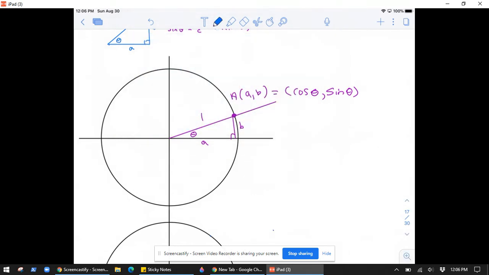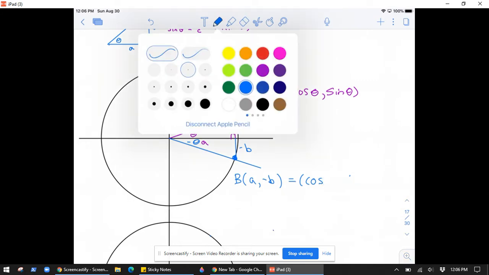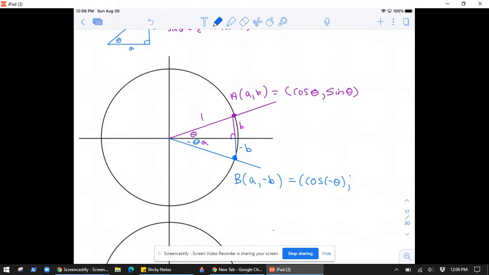Now imagine rotating the exact same angle, but in the negative direction. I'm going to call this here negative theta. What that means is this point here, let's call that point B, could have the name A, but this time negative B would be the y-coordinate. And of course, using trigonometry, we could name it cosine of negative theta, sine of negative theta.